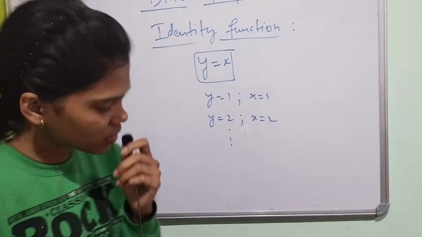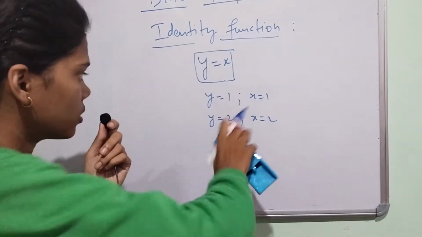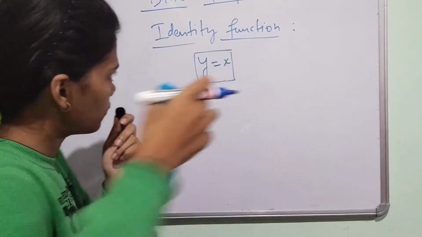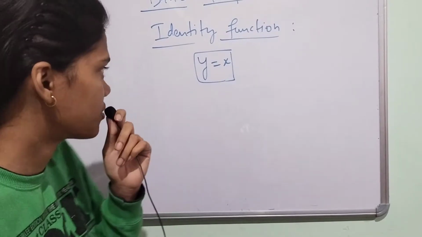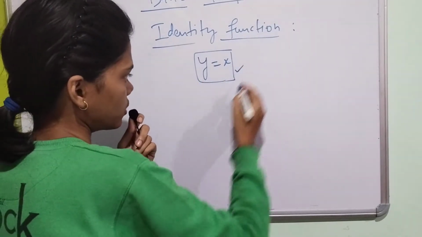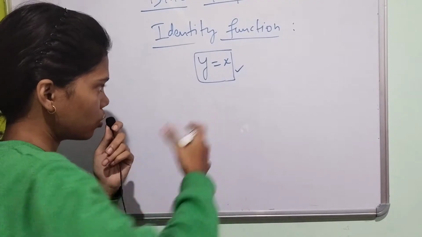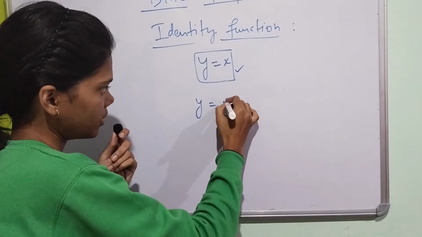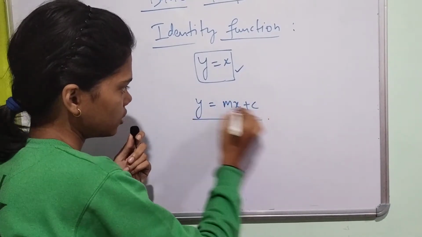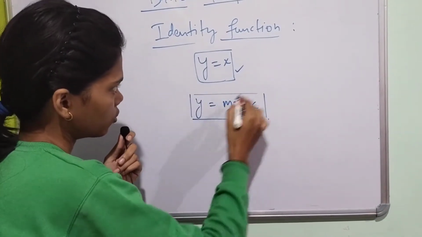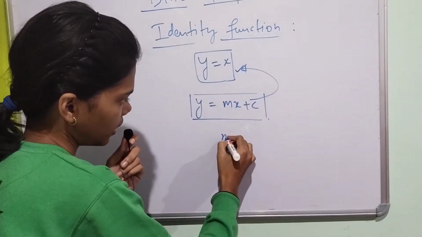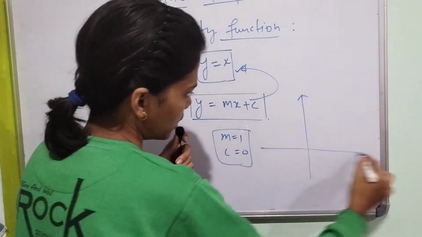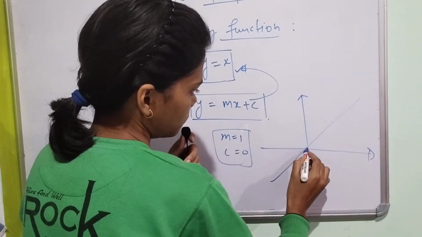So how will we sketch the graph for this function? This function is basically a straight line. In the previous one I told you how to draw a straight line. We basically use the slope intercept form, that is y equal to mx plus c. This equation mainly we use to draw any line. So by comparing, we get m is 1 and c is 0. By taking these two parameters, we can draw the graph like this.